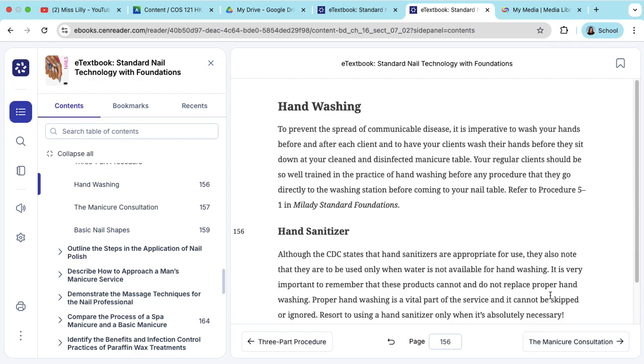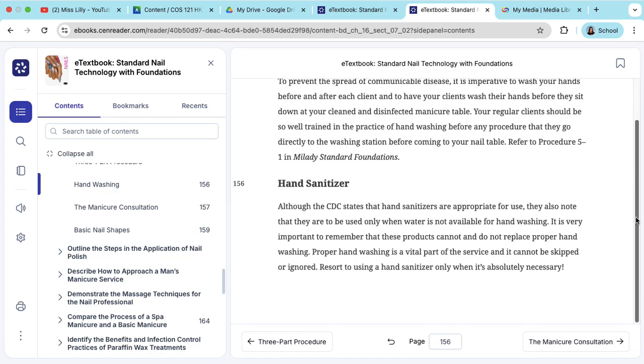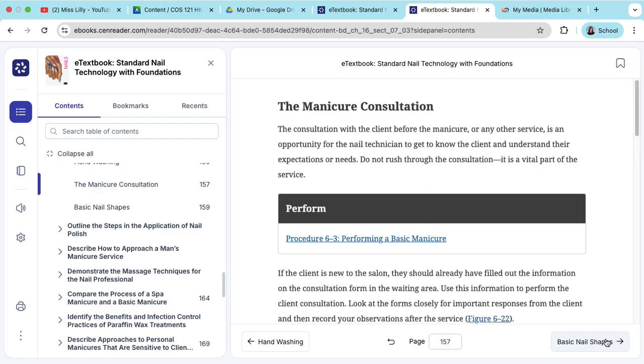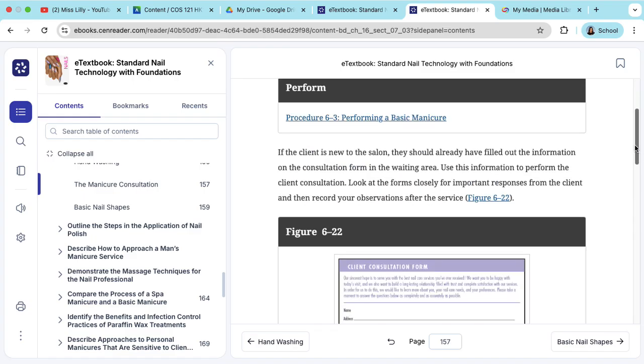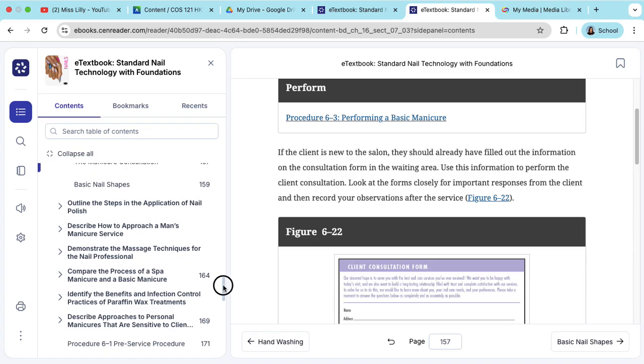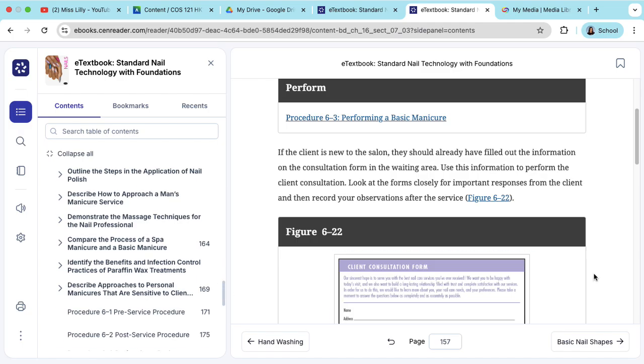Hand washing. Hand washing is good to prevent the spread of disease. Hand sanitizer. Hand sanitizer is not washing your hands, okay? It doesn't take that place. It is important to remember that these products cannot and do not replace proper hand washing. They help, but you should always wash your hands. Manicure consultation. There you look at the client's hands, you see what they need, what you should recommend.